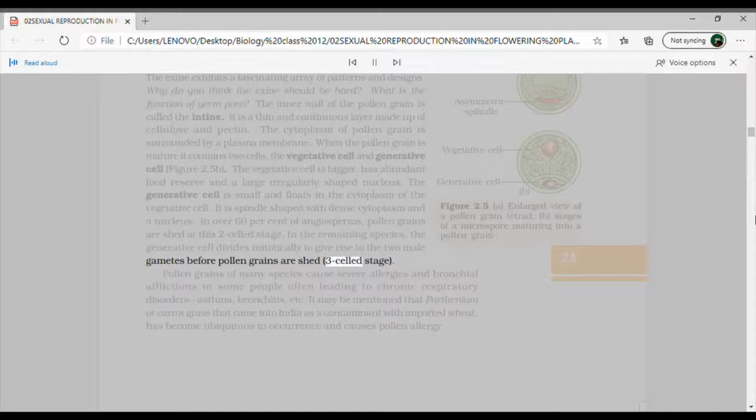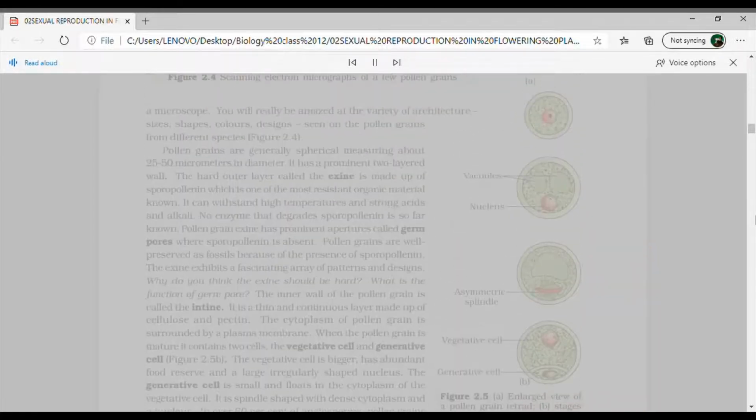Pollen grains of many species cause severe allergies and bronchial afflictions in some people, often leading to chronic respiratory disorders, asthma, bronchitis, etc. It may be mentioned that parthenium or carrot grass that came into India as a contaminant with imported wheat has become ubiquitous in occurrence and causes pollen allergy. Figure 2.5, A, enlarged view of a pollen grain tetrad, B, stages of a microspore maturing into a pollen grain. Figure 2.4, scanning electron micrographs of a few pollen grains.